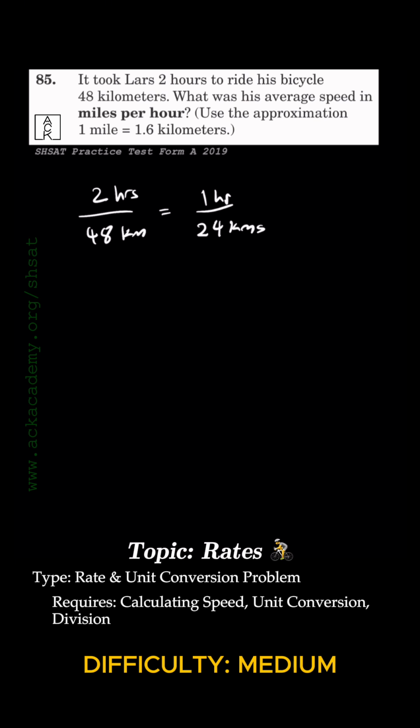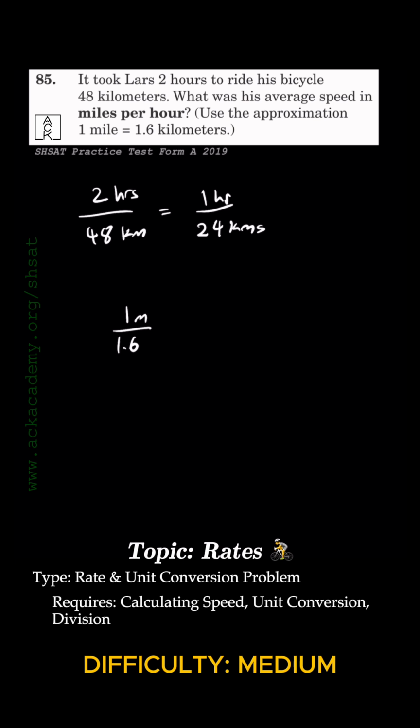And from here, how can we convert this kilometers into miles? We know that 1 mile is 1.6 kilometers, and we're working with 24 kilometers. So how do we convert 24 kilometers into miles, right? So then we can do the miles per hour. All right, so let's see, 1 mile over 1.6.